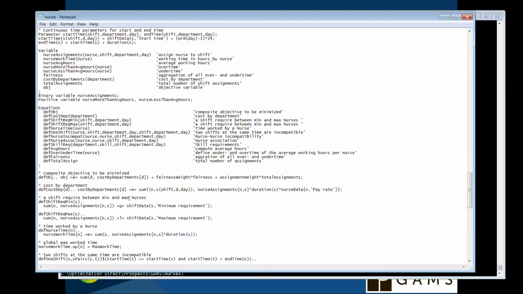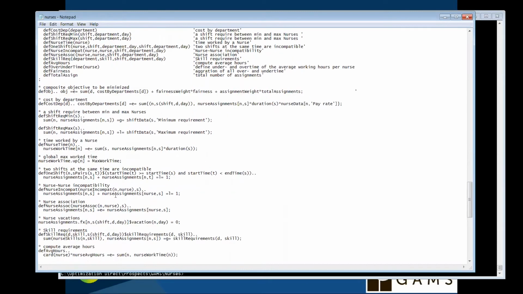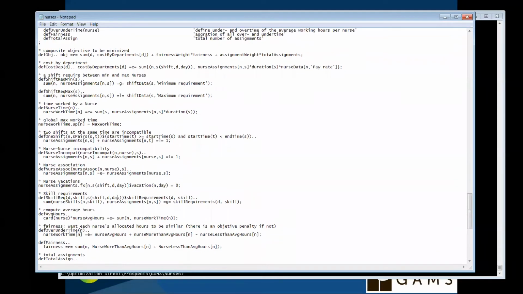So we have algebraic statements here, putting the model together in the way that will be familiar to most GAMS users. So here, for example, we have the number of assignments for each shift S being no more than the maximum requirement for each department.